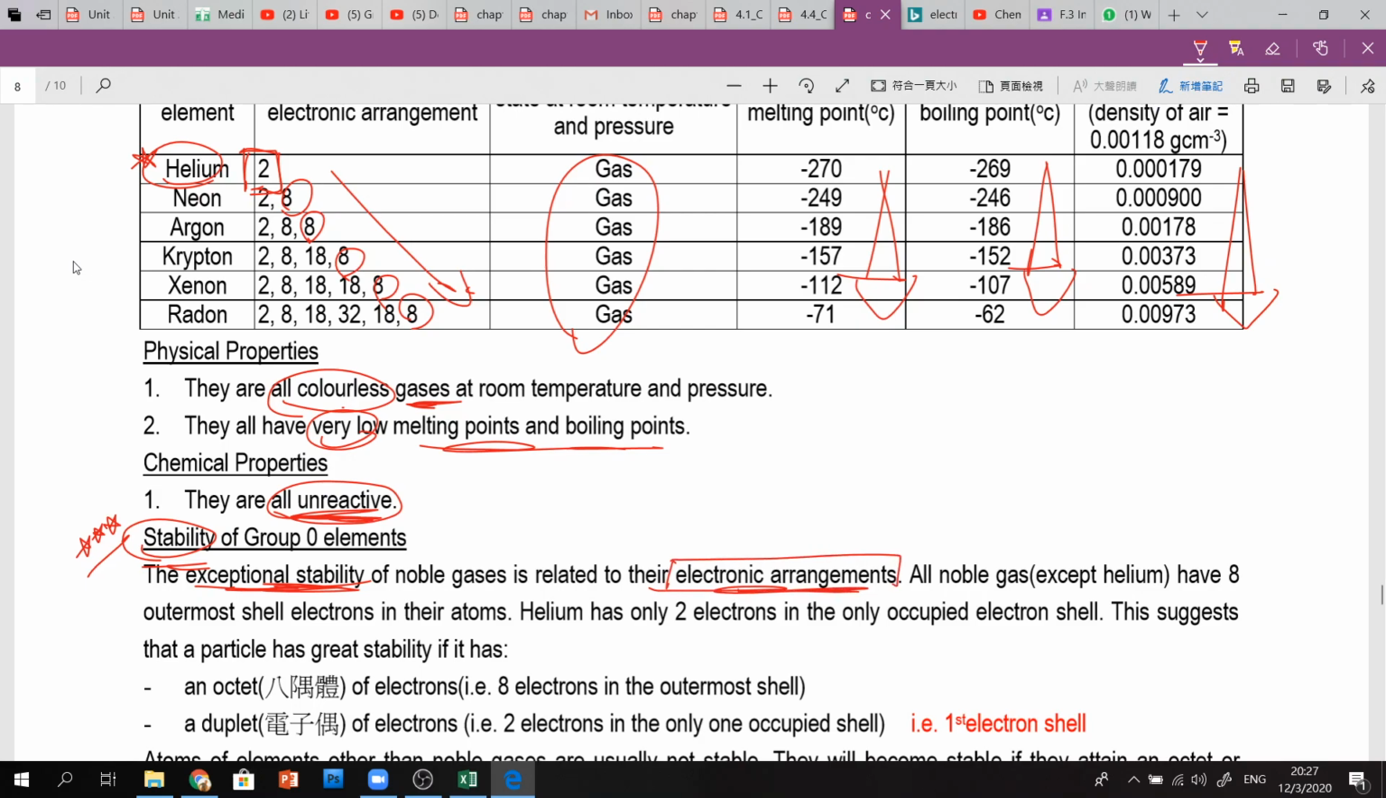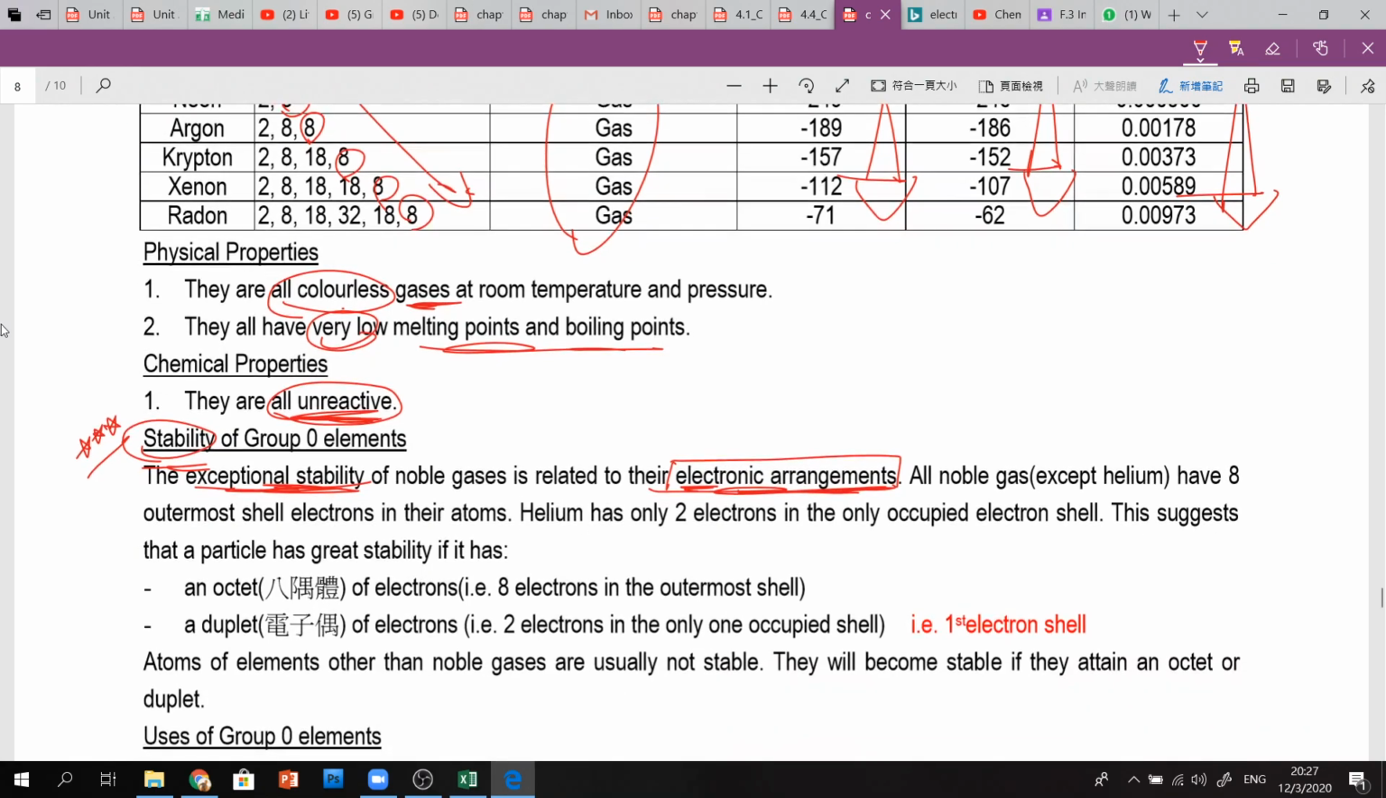As said before, the chemical property is related to the number of outermost shell electrons of the atoms belonging to the elements, which means that for the noble gas, the high stability is much related to the electronic arrangement, especially the outermost shell. So the noble gases, except helium, have 8 outermost shell electrons in their atoms. We say that the particle has great stability if it obtains an octet or a duplet. Octet means 8, okay? Duplet means 2 electrons in the outermost shell. So this one is for helium.